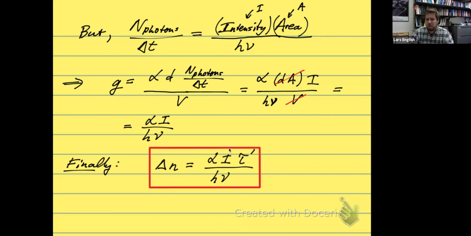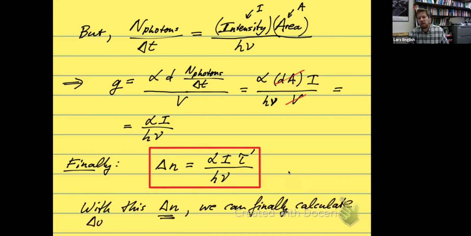And so finally, I can plug that expression for G back in, and I get that delta n here is given by this formula, namely the absorption coefficient times the intensity of the light source I'm using, times tau prime. Here is my tau prime. That is the rate at which recombination happens. And then I divide that by the photon energy h times nu.